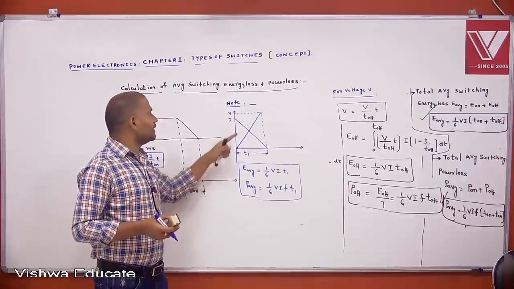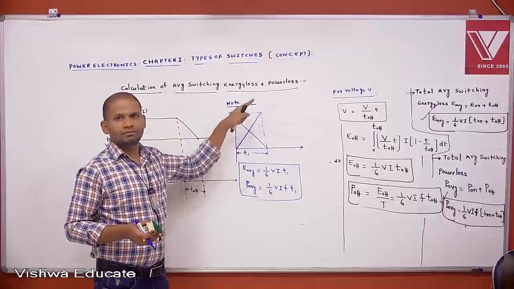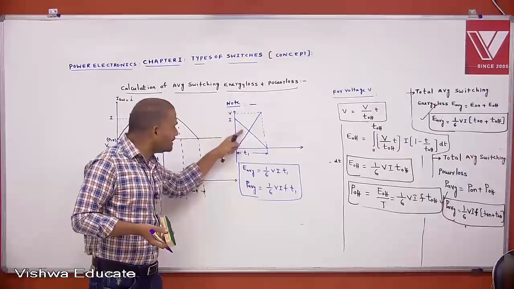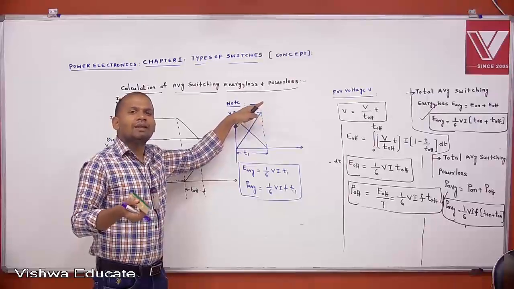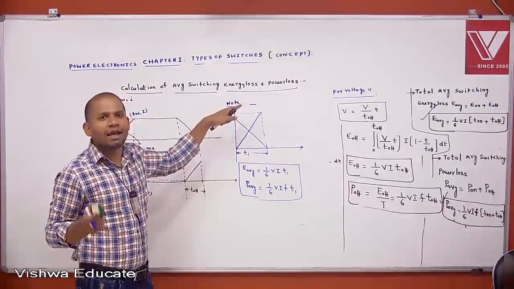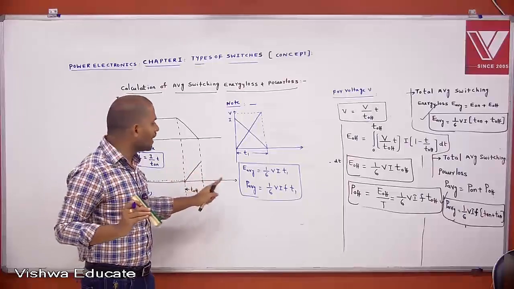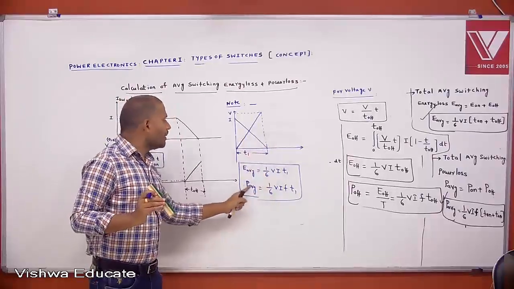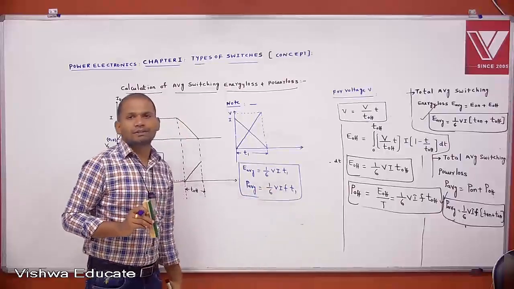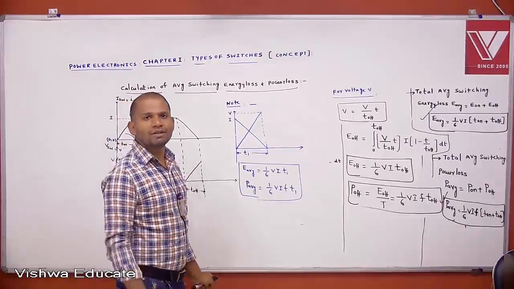Here I have taken current rising and voltage falling. Or you may take voltage falling and current rising also. Linearly rising and linearly falling characteristics may be given. Then what is the formula for average energy loss? 1 by 6 Vi into T1. But for power loss, we get an extra frequency term: 1 by 6 Vi into F into T1.